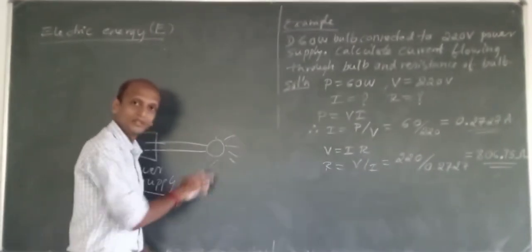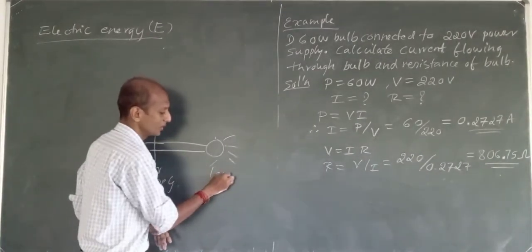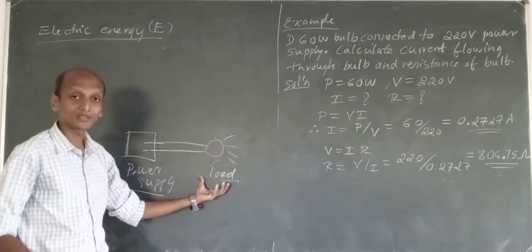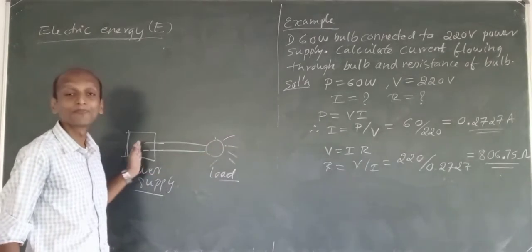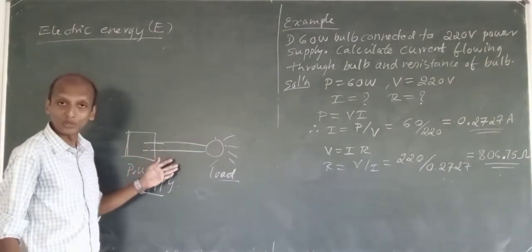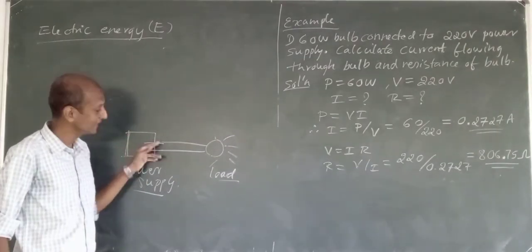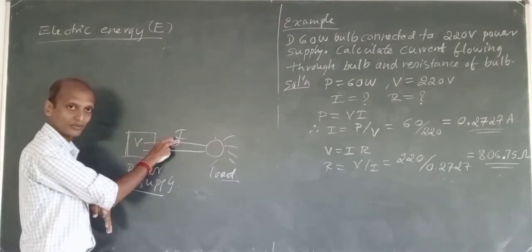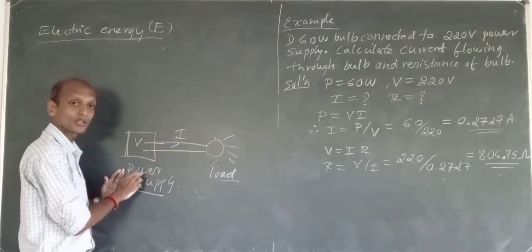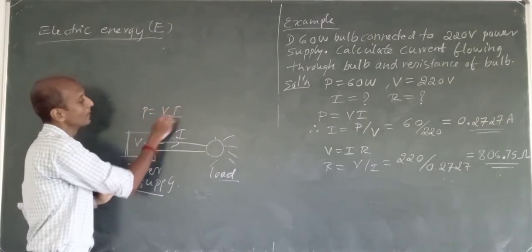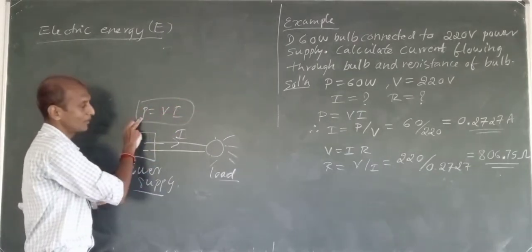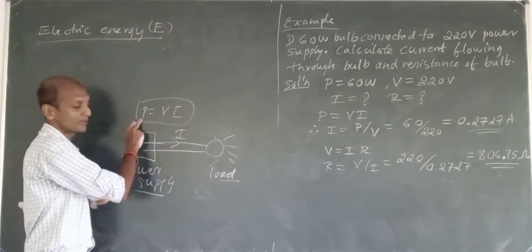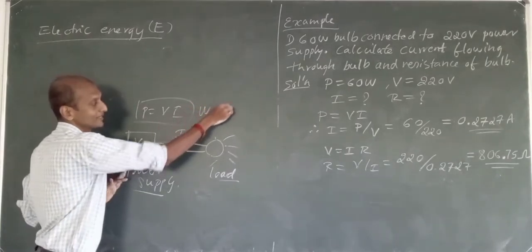So I have a bulb, and this is the load. The bulb is our load. This is the device which has to operate, and it has to be given some voltage. Because of that voltage, current starts to flow. Together, voltage and current give power. P is equal to V into I. Power is equal to voltage into current. How much voltage you have applied and how much current is flowing, that product is your power in watts.